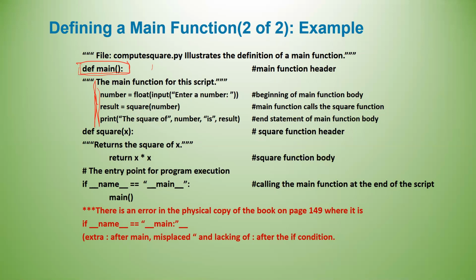Remember, previously, you don't have a function defined. You simply start a script file, and you just say number equals float, etc., and result equals square something. Without defining a function, you are just writing the instructions. Now, with the main function, you are writing the instructions inside the main, whatever you want to do. And in the main function, you can also call other functions. That's this one. So at the end of the script file, you will call the main function.